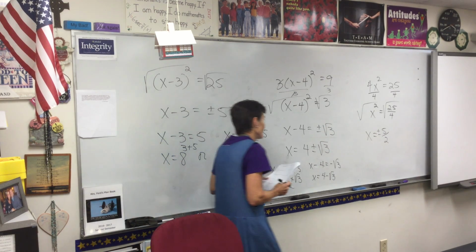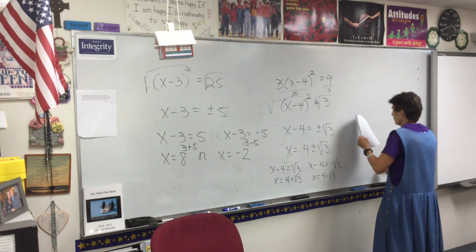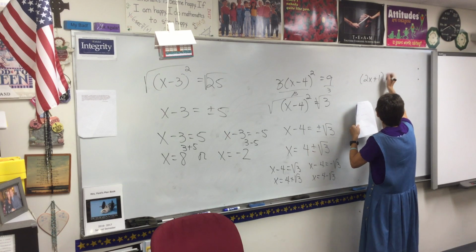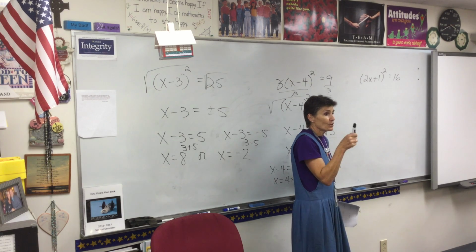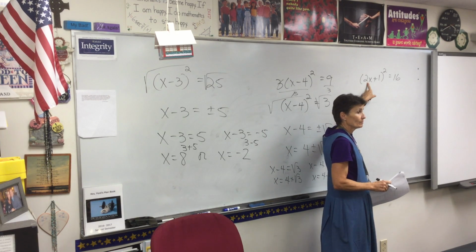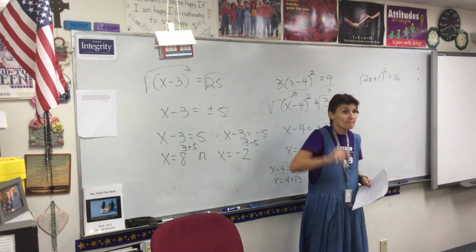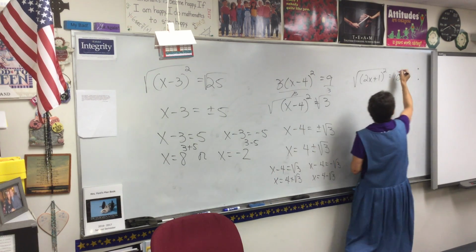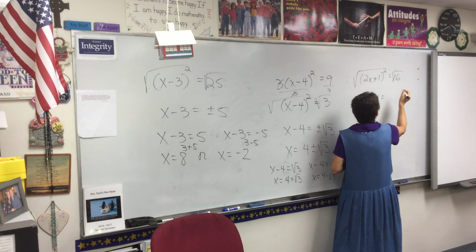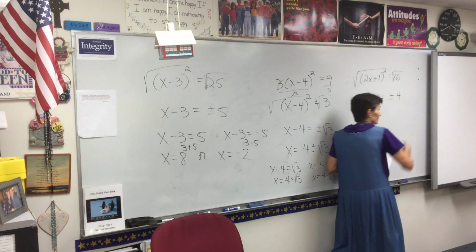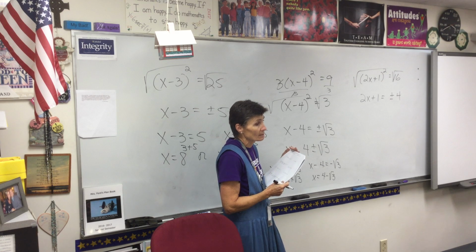All right, one more. Here we go. What are we going to do here? We're going to square root both sides? Yes. Can we square root it? We can absolutely square root it. Make it 4 equals 2x plus 1, so 2x plus 1 equals plus or minus 4. Remember, when you take the square root of that number, you have to do plus or minus.